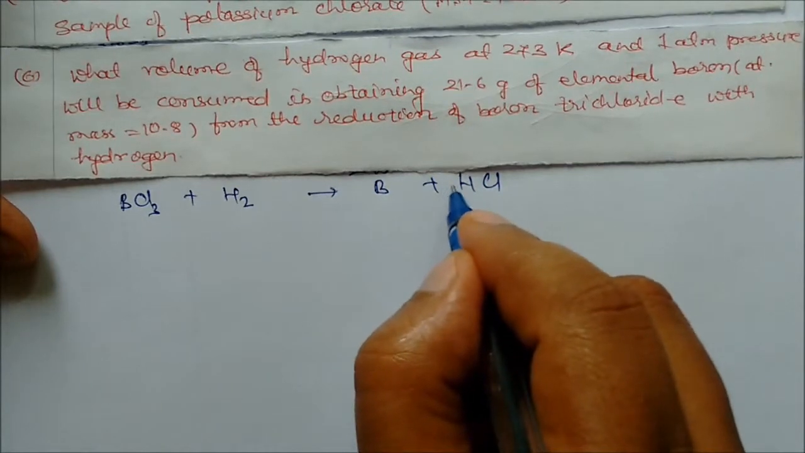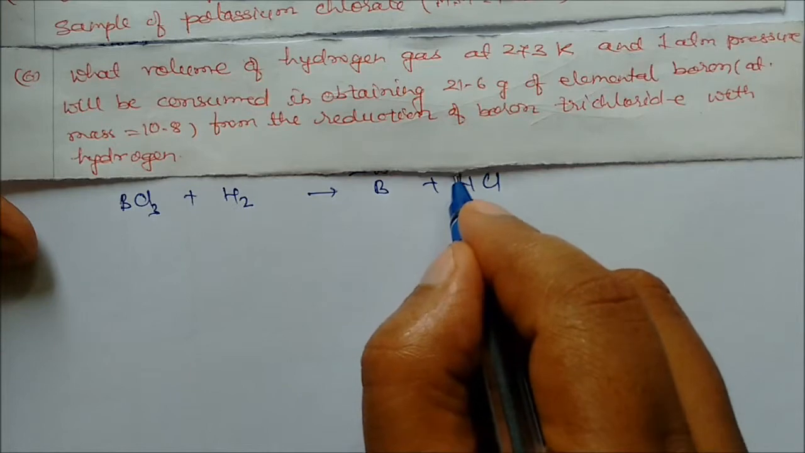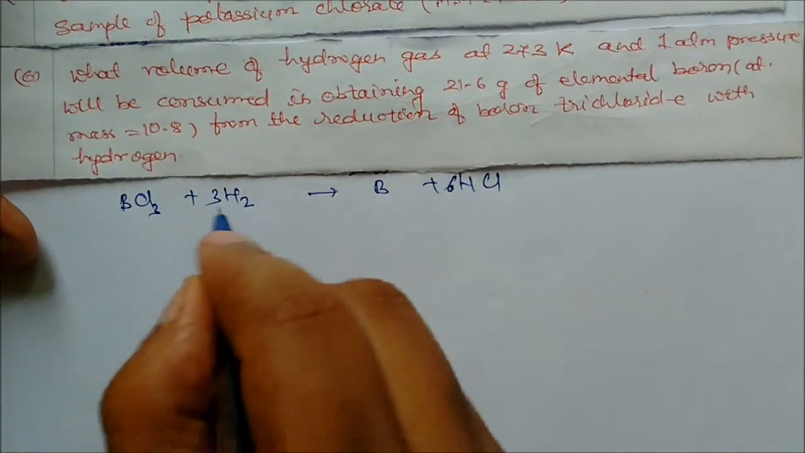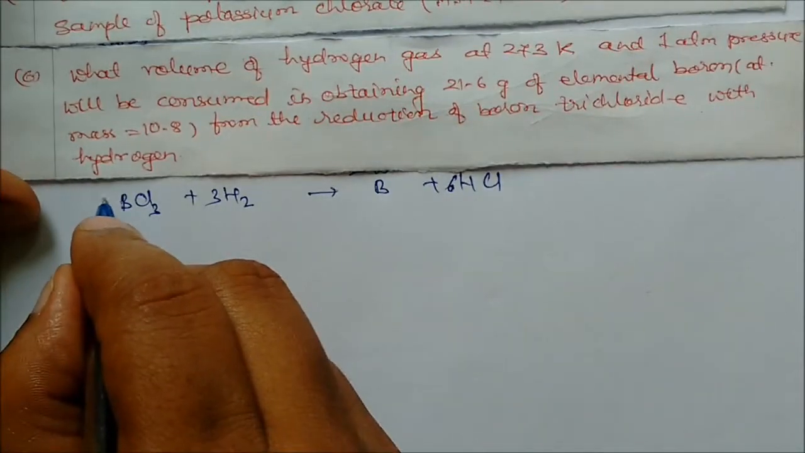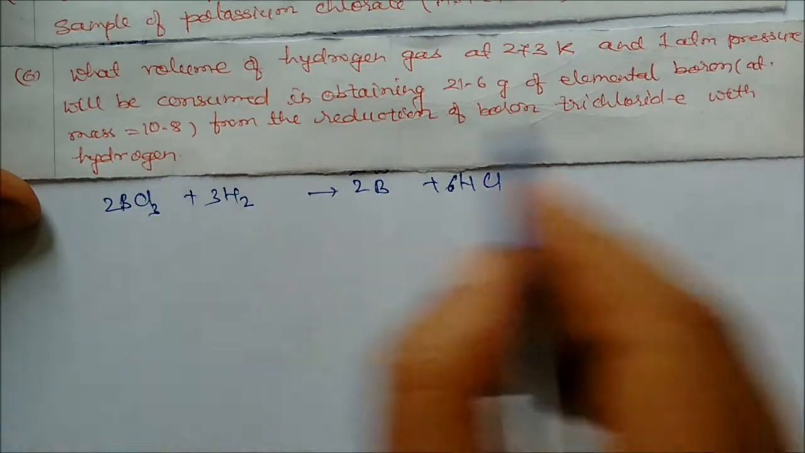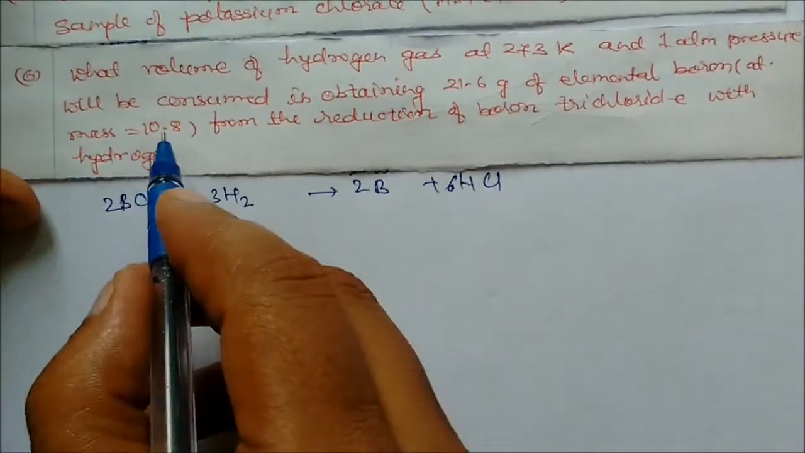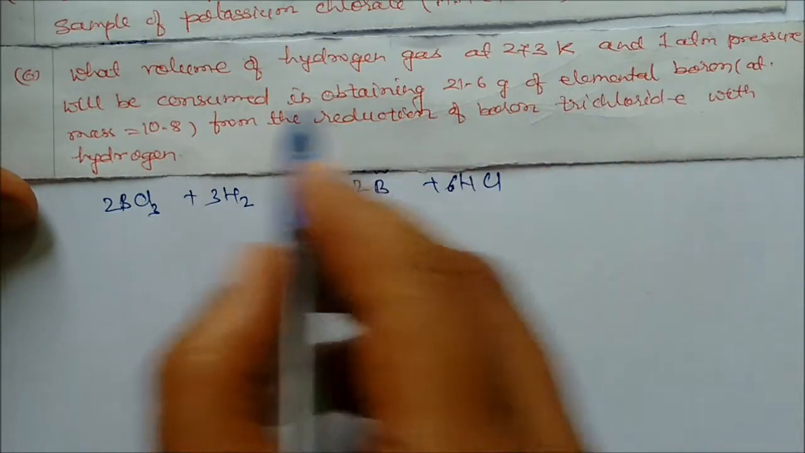So here if you write 3, and there are 2 hydrogens, so you have to write a positive value. Put 6 here, 6 here, and Cl is there, so 6 Cl. Here we have to put 2. This is your balanced equation. Here the molar mass of elemental boron is given as 10.8 gram, and 21.6 gram of elemental boron.